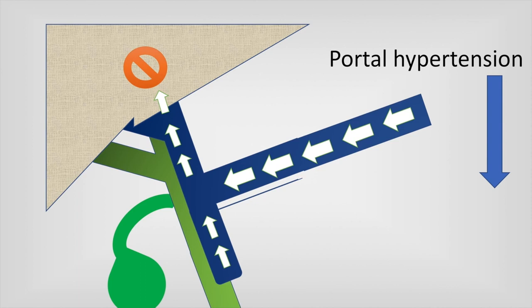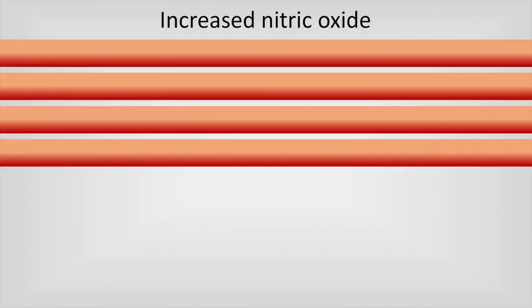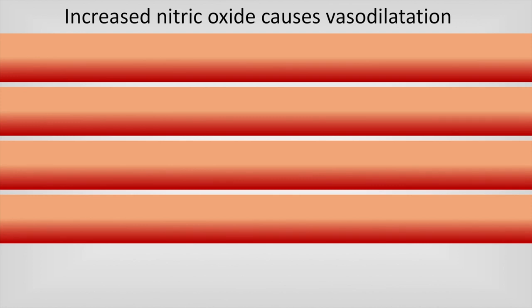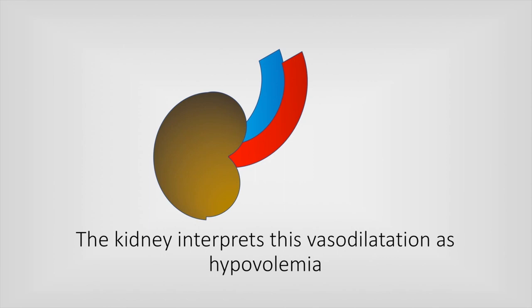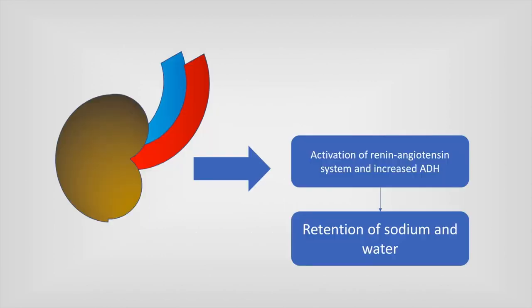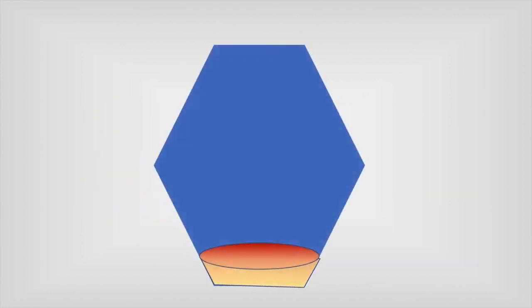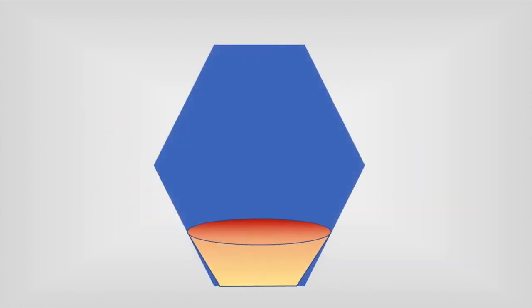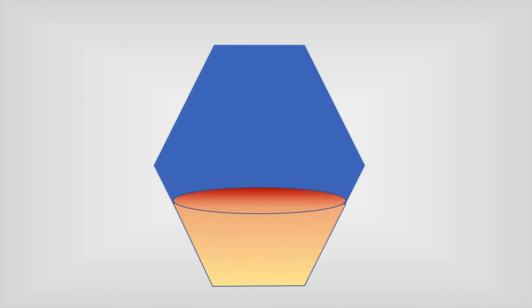When there is portal hypertension, there is increased nitric oxide in the splanchnic circulation. This results in vasodilatation of the vasculature in the body. The kidney interprets this vasodilatation as hypovolemia and activates the renin-angiotensin system along with increased ADH and starts to retain sodium and water. This retention of sodium and water is key to the pathogenesis of ascites.